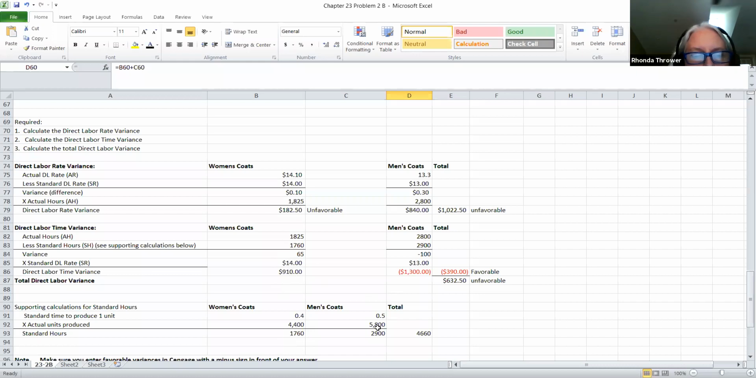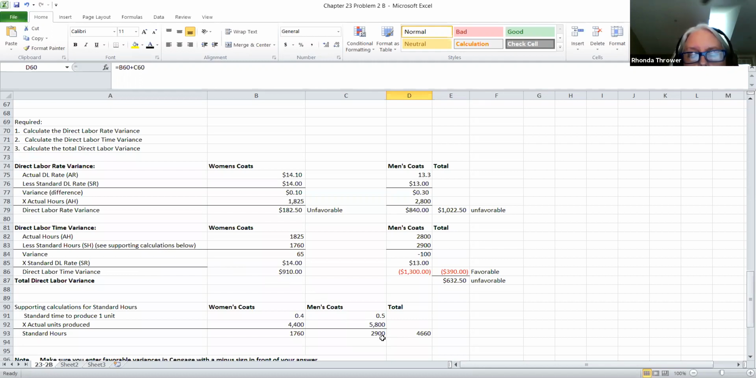So you have to do the same thing for the men's coats. You have to find your standard hours. See, the standard hours are in the supporting calculations below. The standard time to produce one man's coat is half an hour. And we're going to multiply that by the actual units produced. And that gives us the standard hours.